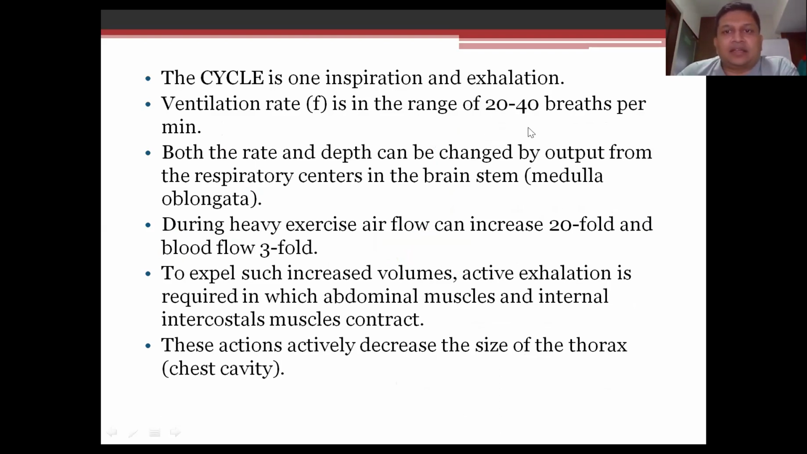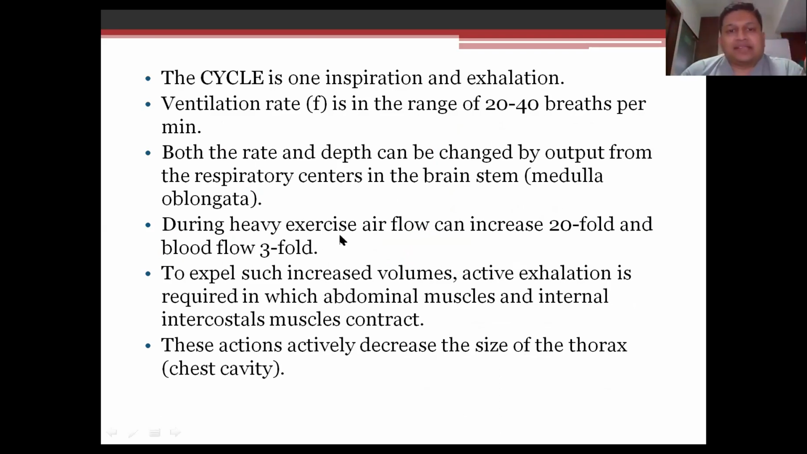Normally in pediatrics, the respiratory rate is 20 to 40. Both the rate and depth of respiration will be decided by the brainstem. According to the condition of the body, the metabolic condition and the CNS condition, the brainstem will decide what the depth and the rate should be. Accordingly, it will give the stimulus to the diaphragm and all the muscles of inspiration and expiration. So the rate will be decided by the medulla.